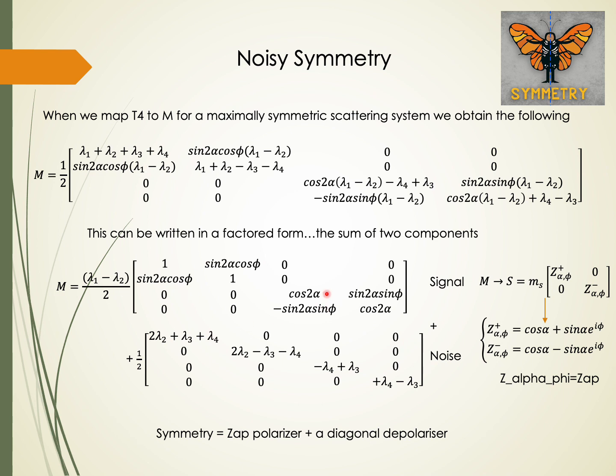But the second component we get here is a diagonal Muller matrix whose elements depend just on the eigenvalues of T itself. And this is our noise. This is the depolarization. This does not have an equivalent Jones matrix. This is not a Muller-Jones matrix. This is the depolarization part of it, the noise that I was promising you. So we consider that symmetry is equal to a ZAP polarizer, this first element here, plus a diagonal depolarizer.